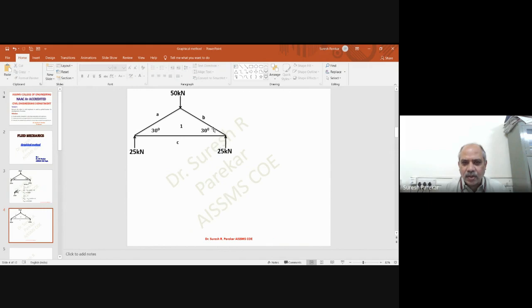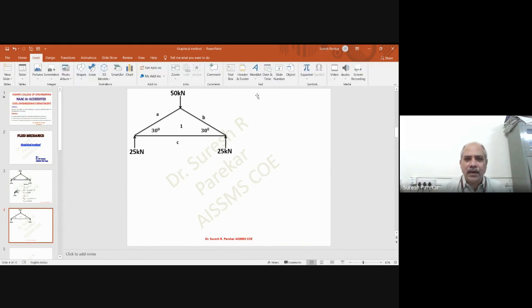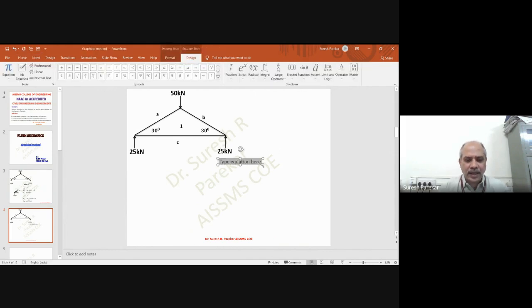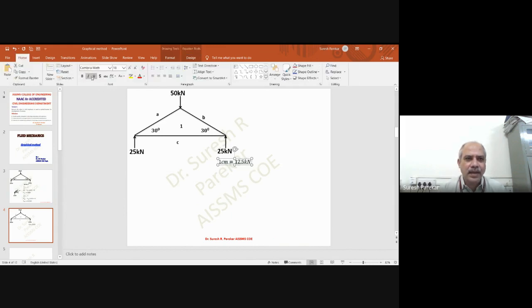Now this 25 kilonewton we are going to say as BC, small b and C. Between these two, this 25 will be CA, and this 50 will be AB. So now we will start to solve this problem. We are going to consider a scale of 1 centimeter equal to 12.5 kilonewtons. I will mention the scale over here, 1 centimeter equal to 12.5 kilonewtons. So we have this scale to plot this.